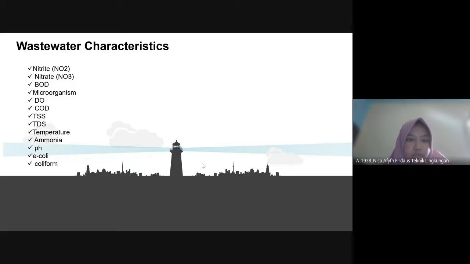The wastewater characteristics for activated sludge are listed as below. Number 1 is nitrite, NO2, and then nitrate, NO3, BOD, microorganism, DO, COD, TSS, TDS, temperature, ammonia, pH, E. coli, and coliform.